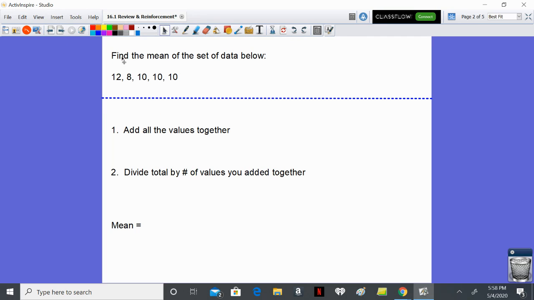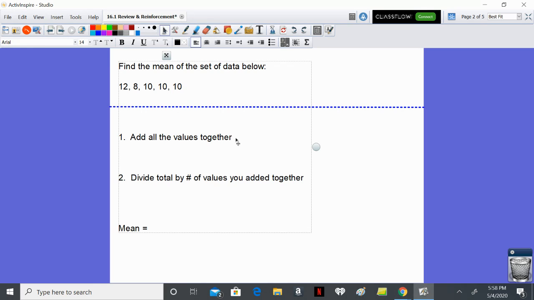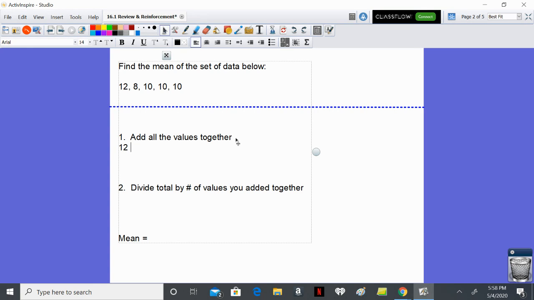So let's take a look at these numbers. Find the mean of the set of data below. So we have 12, 8, 10, 10, 10. The first thing we're going to do is add all of our values together. So 12 plus 8 plus 10 plus 10 plus 10. If I plug that in my calculator, I get 12 plus 8 is 20, 30, 40, 50. So I add all of my values together and I get 50.